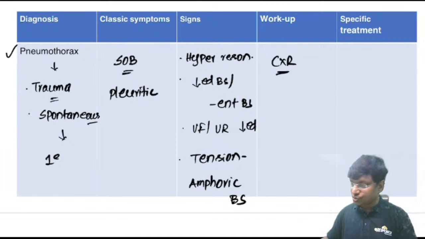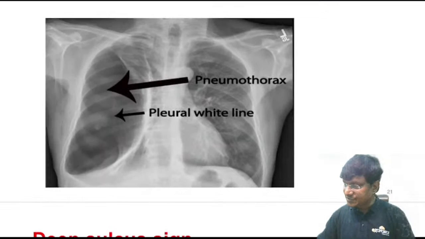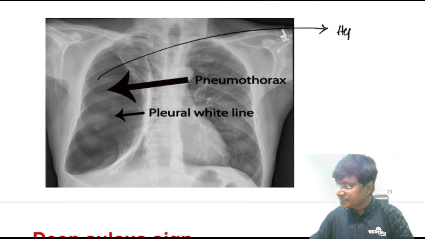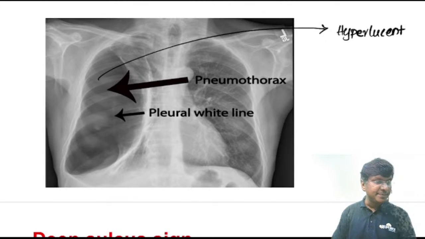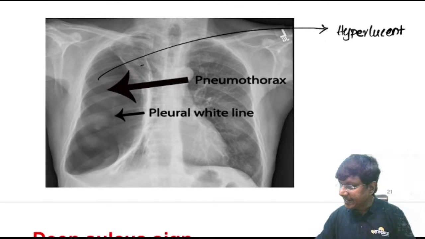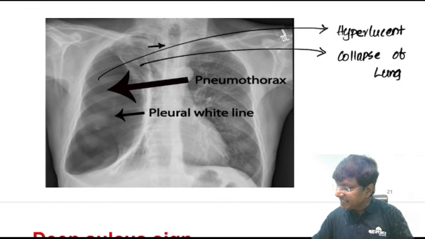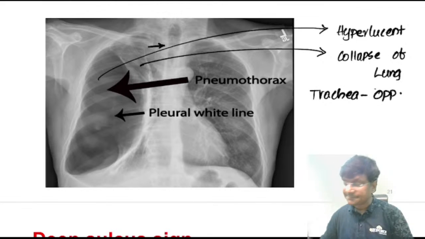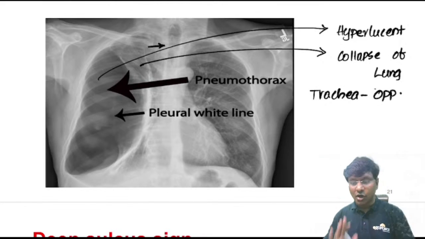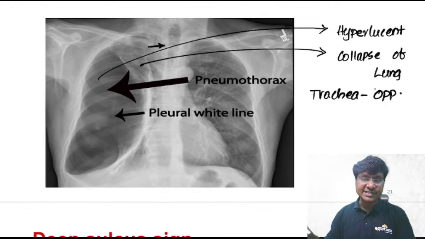What does the chest x-ray show? The chest x-ray will show you the presence of hyperlucent lung fields. And you will also notice that there is collapse of the lung. And you will also notice that the mediastinum or the trachea is being shifted to the opposite side. So, this will be the chest x-ray picture in patients with pneumothorax.